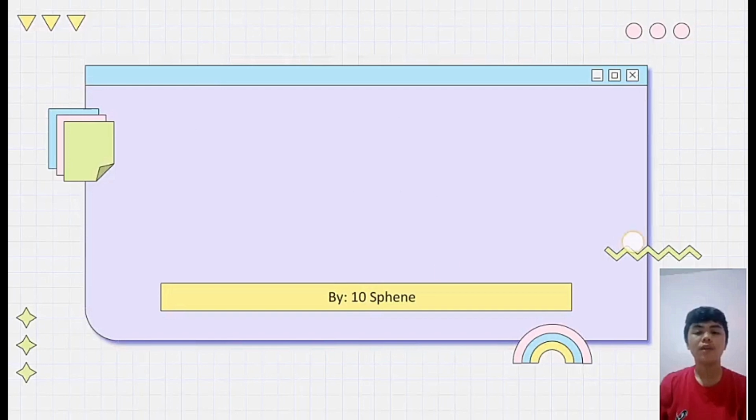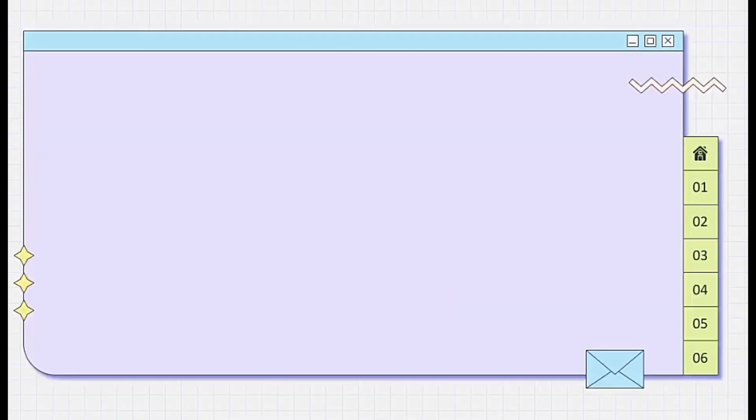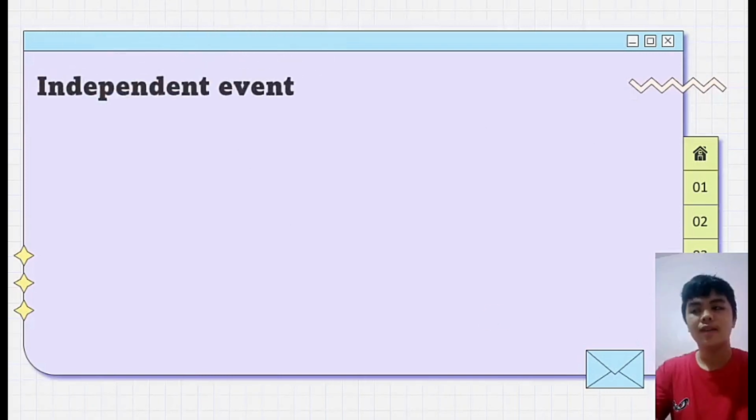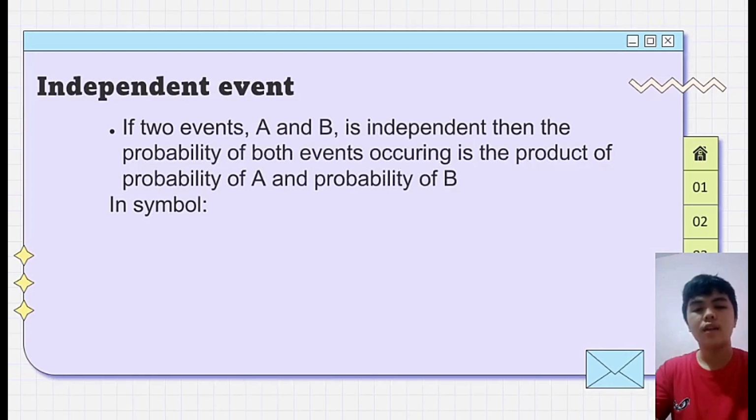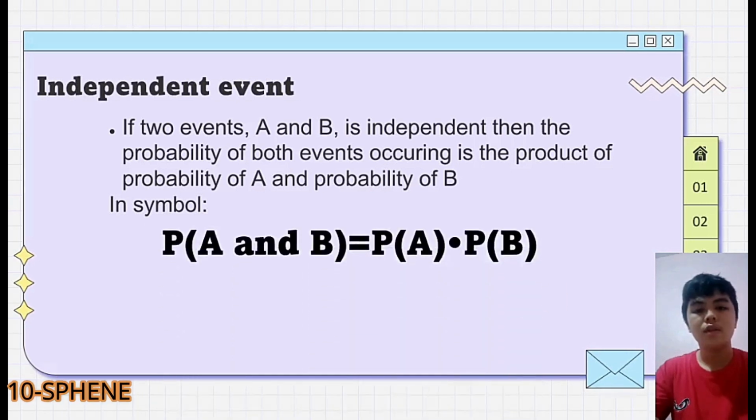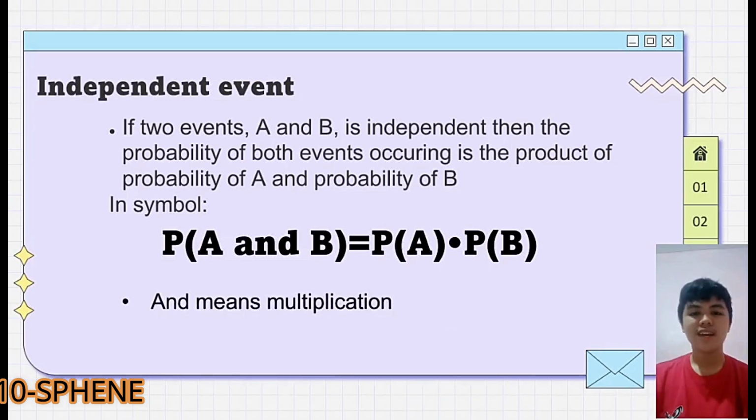Here are the formulas for solving independent and dependent events. Independent events. If two events A and B are independent, then the probability of both events occurring is the product of the probability of A and the probability of B. In symbol, probability of A and B is equal to probability of A multiplied to probability of B. And remember that and means multiplication.